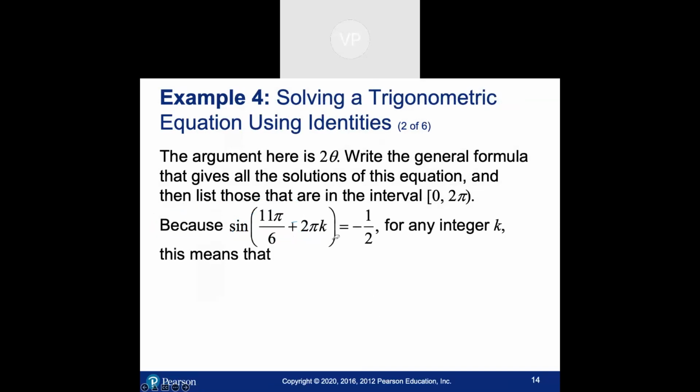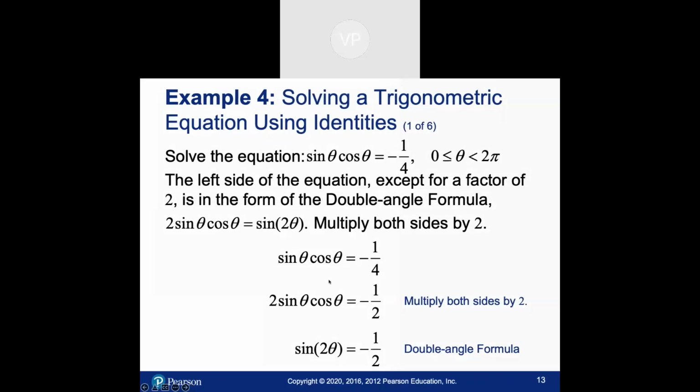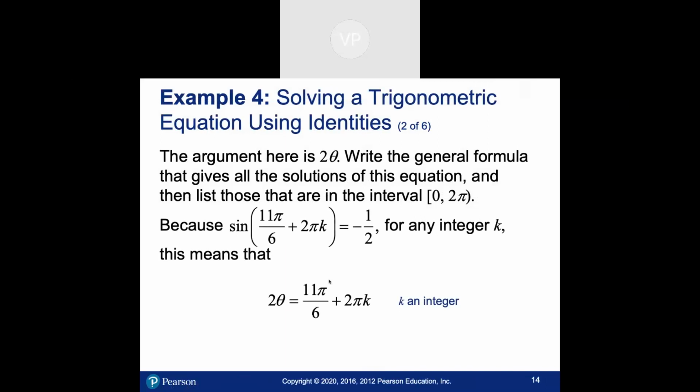Okay, now don't worry about this 2 pi k. We've done this before, but I'll talk about that a little more in a second. We just know that 11 pi over 6 is one of our solutions. Okay, so we're going to plug that in. I guess they didn't show the first one, the 7 pi over 6.